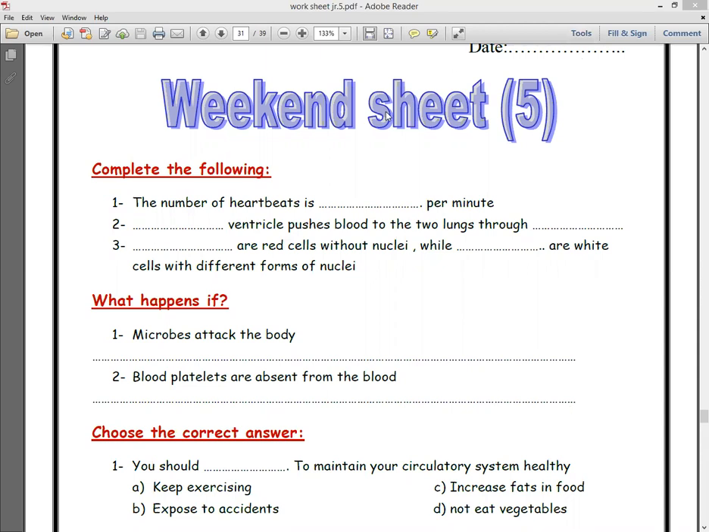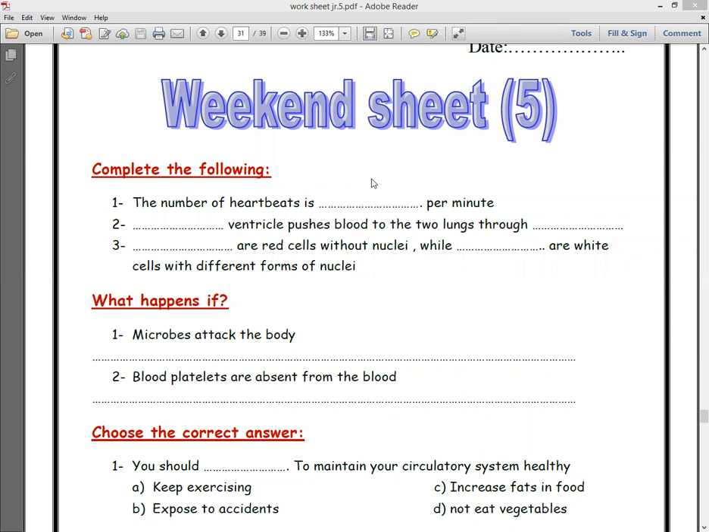Okay, let's start to answer weekend sheet number 5. This is a revision about the circulatory system, okay? Let's make a quick revision on the circulatory system. At first, we start with the function of the circulatory system.